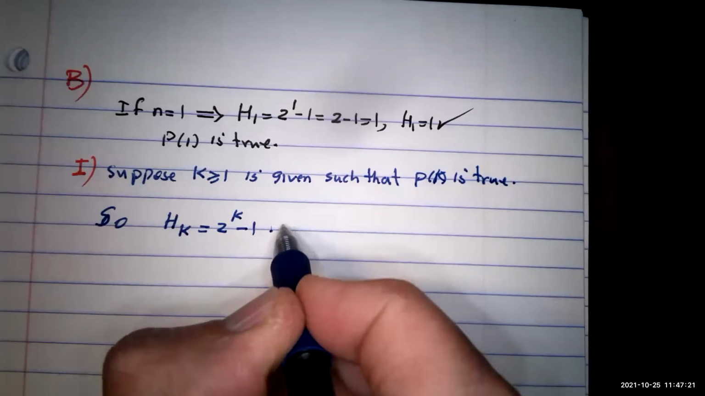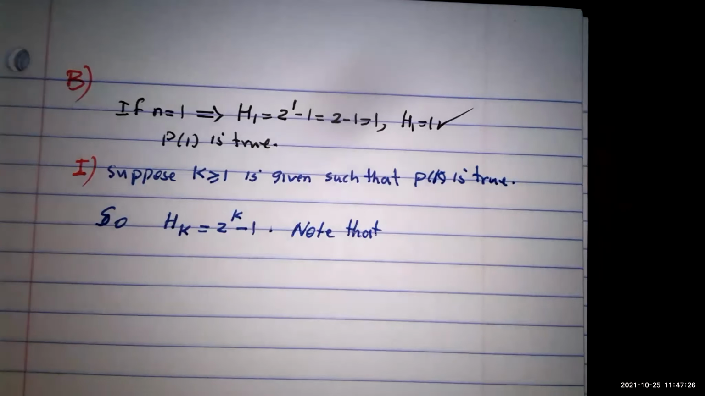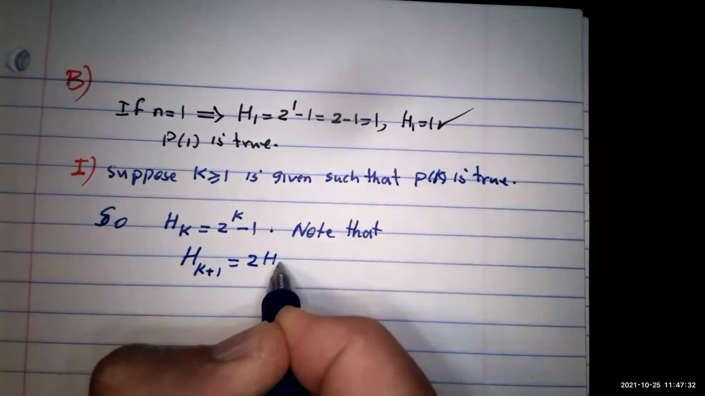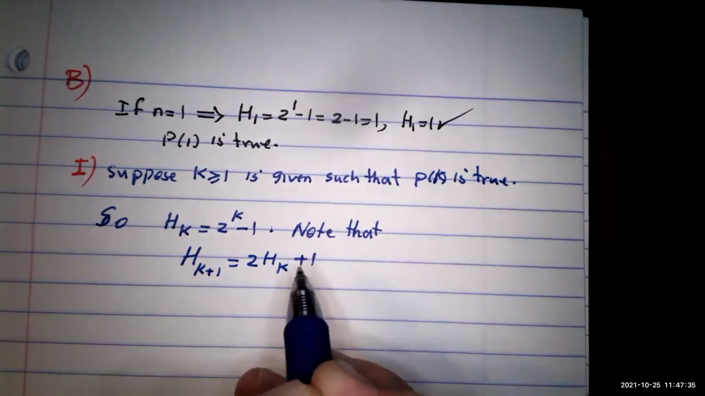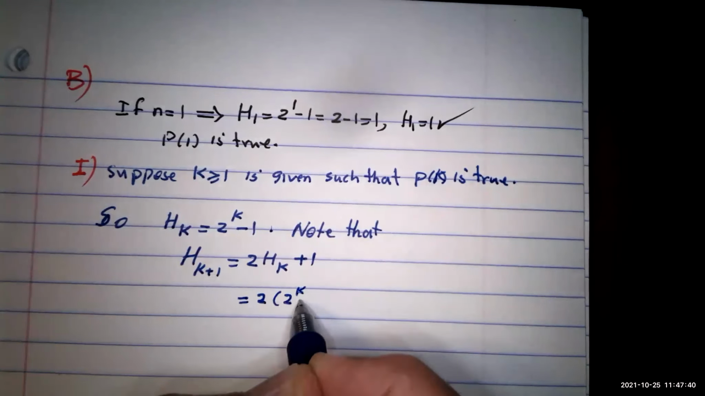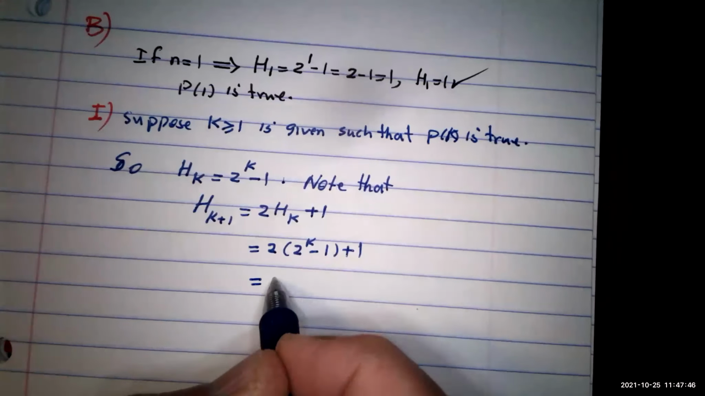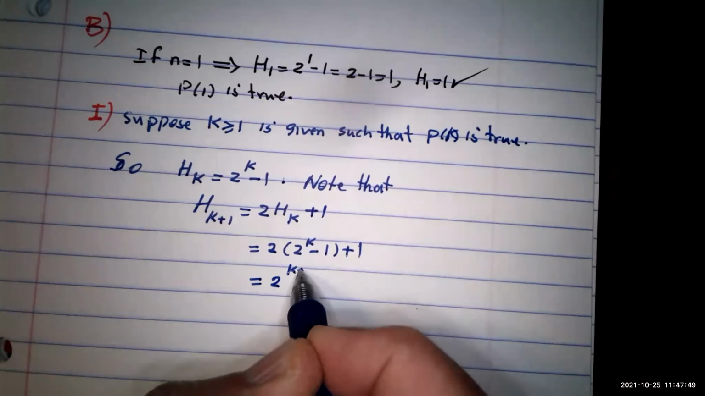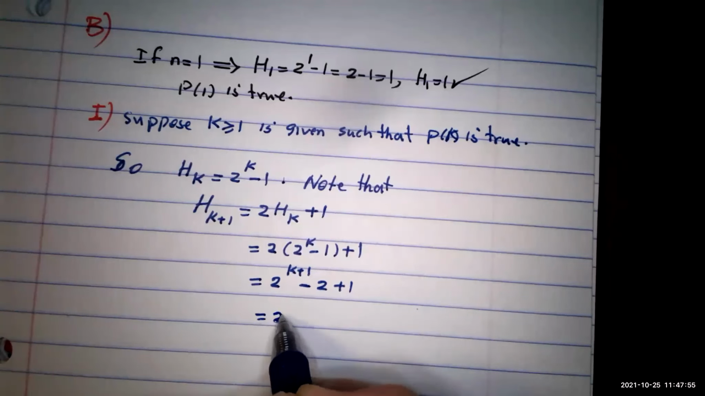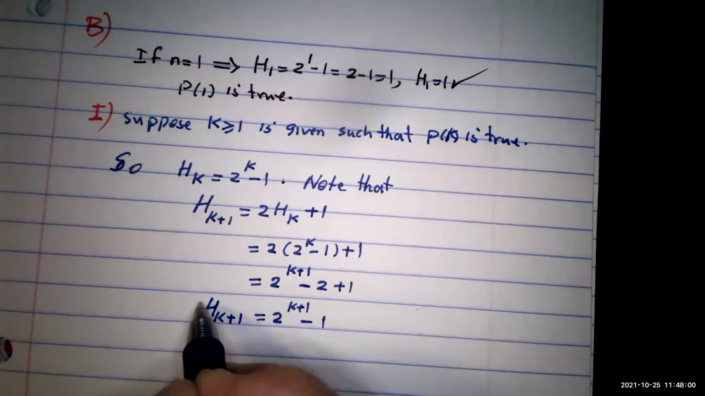Note that it's a recursively defined sequence. HK plus 1 is equal to 2HK plus 1. So it's going to be 2 times HK. What's the HK? 2 to the K minus 1, plus 1. Distributed, that's going to be 2 to the K plus 1 minus 2 plus 1. So that gives you 2 to the K plus 1 minus 1. And that's exactly what you want to prove.